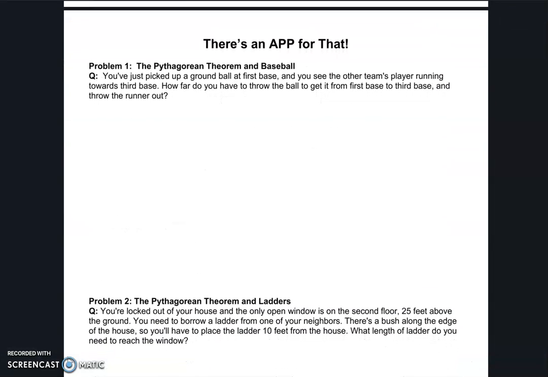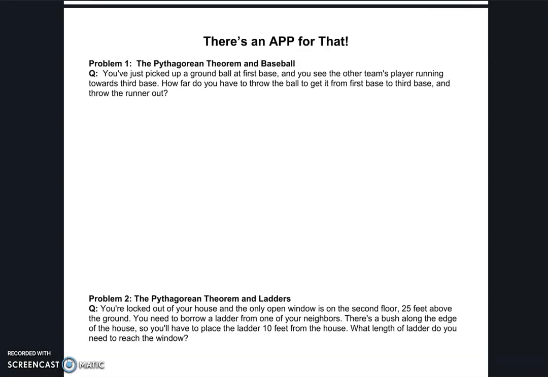What I want to talk about are the problems. The first one here is talking about a baseball field. If you're not familiar with that, I wrote a note. But basically, each of the sides are 90 feet, and then we're looking at the diagonal. So each leg is 90 and you're finding the hypotenuse.